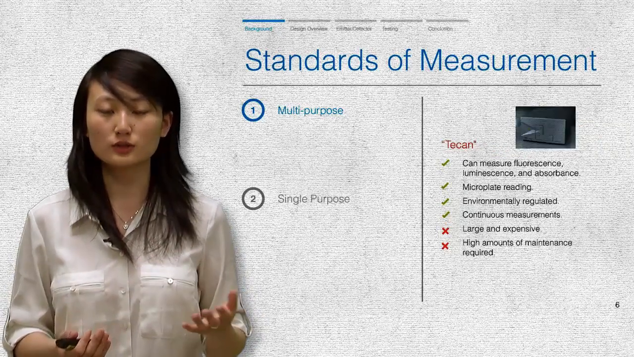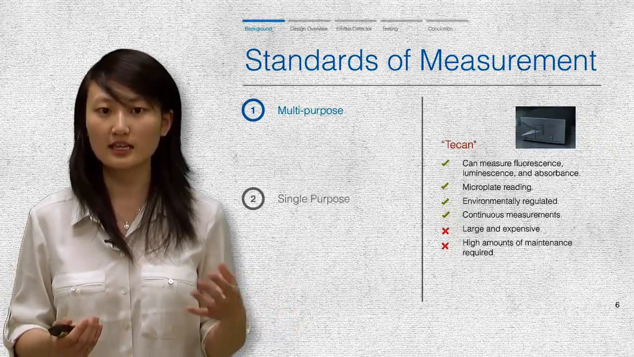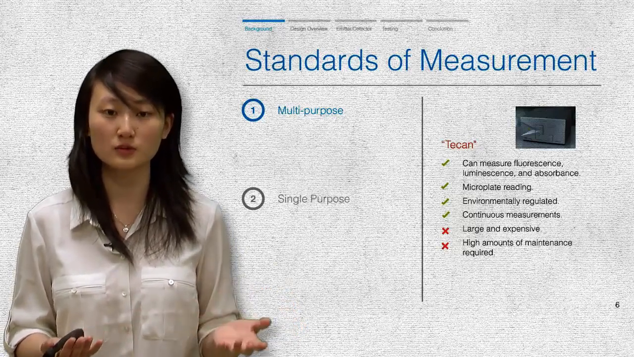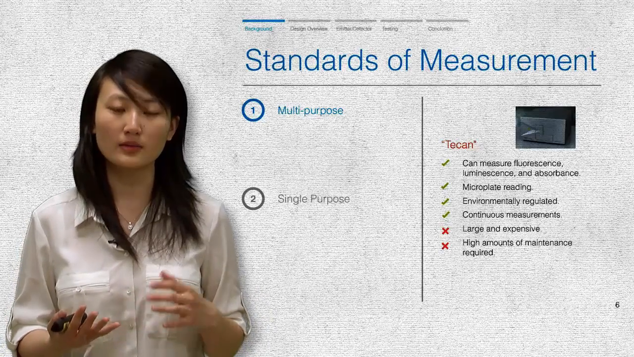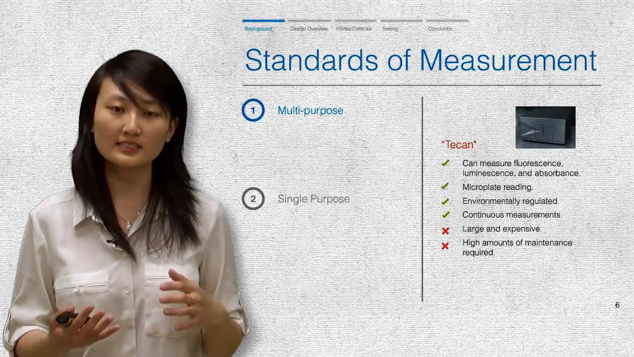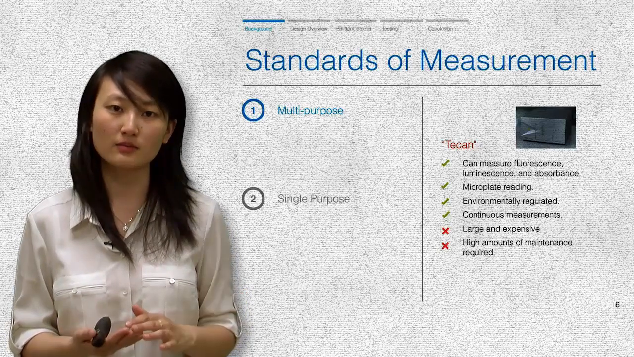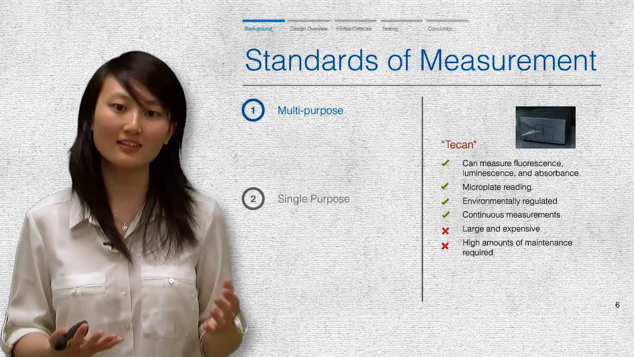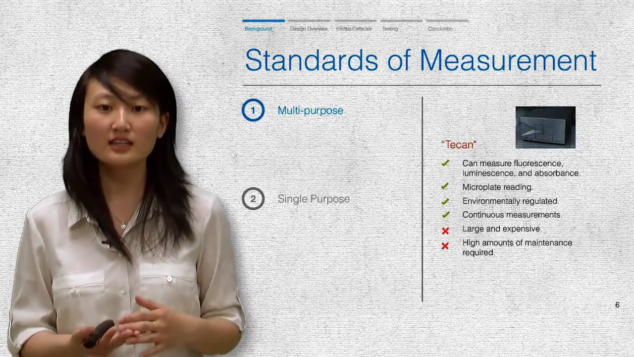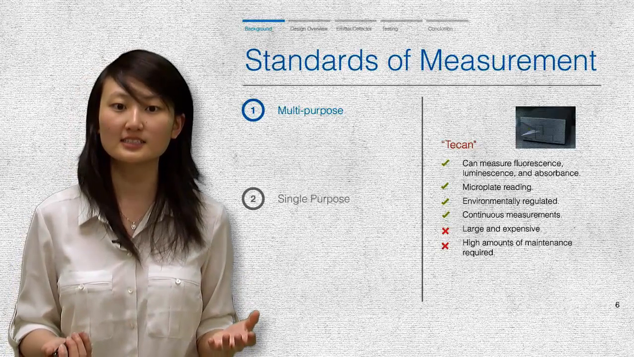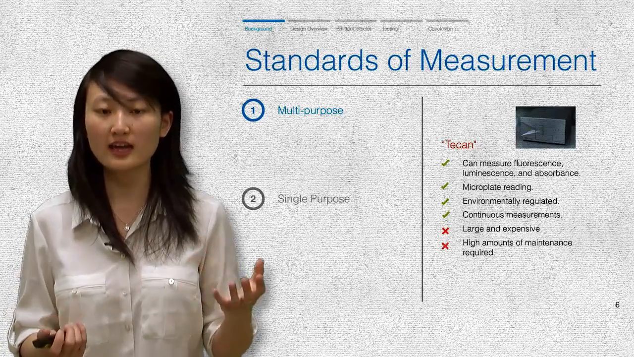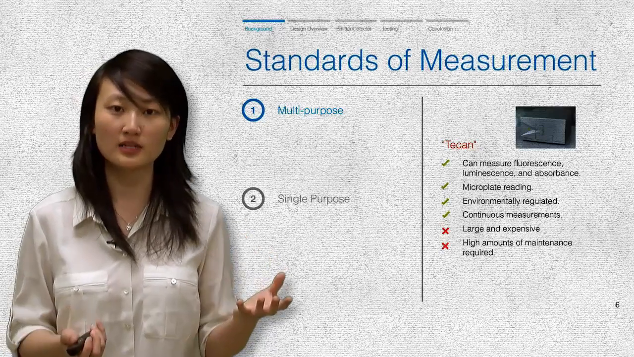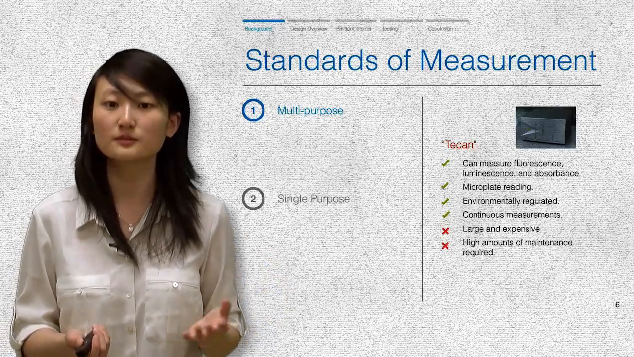So an alternative to the multi-mode reader is a TCAN, which is also multi-purpose in that it can read fluorescence, luminescence, and absorbance. And it also measures an entire microplate. But it has the advantage of being environmentally regulated and continuously measuring. But the downsides are, again, that it's very large and very expensive. In addition, it also requires a lot of maintenance because it's using electromechanical systems which wear down quickly over time, especially in high humidity and high temperature environments.